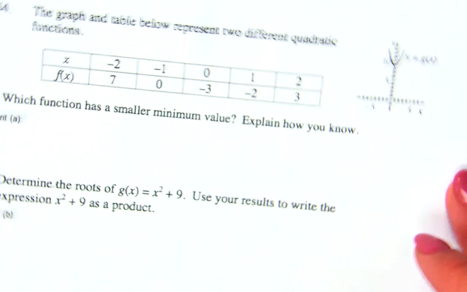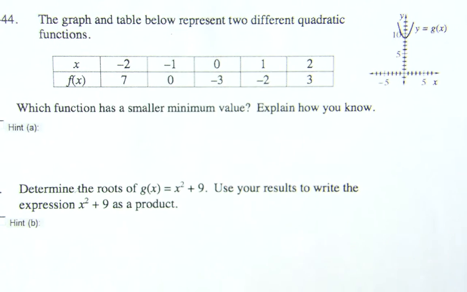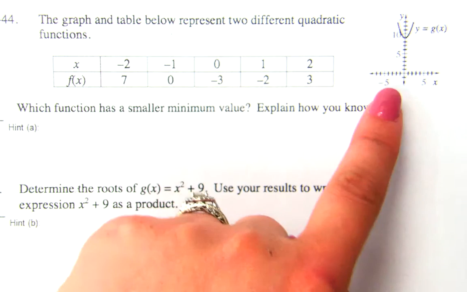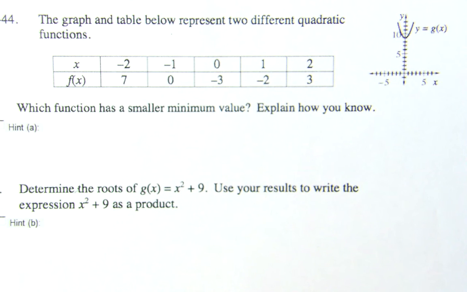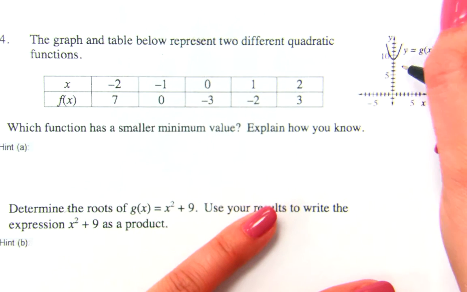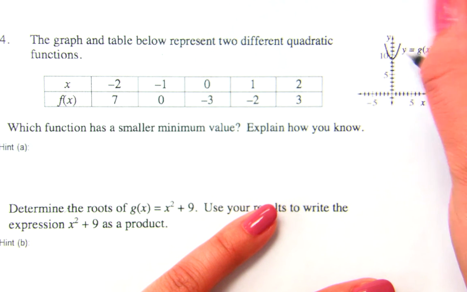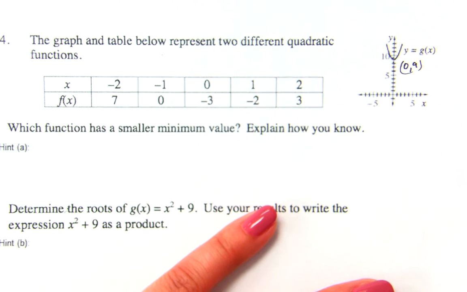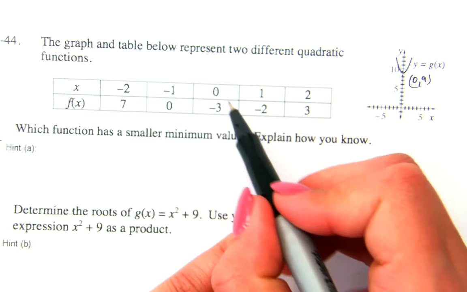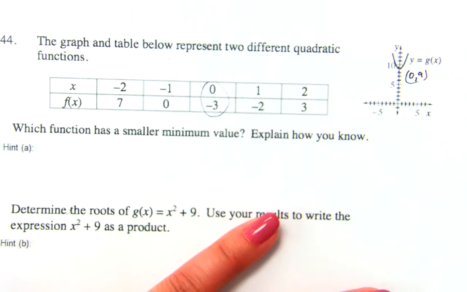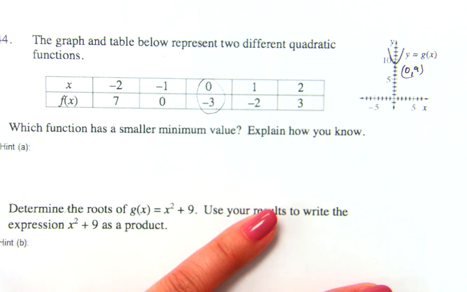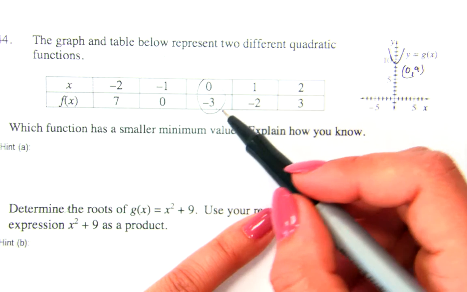44. The graph below represents two different quadratic functions. There's this one and this one, I guess. Which function has a smaller minimum value? Explain how you know. Well, the vertex here is at 0, 9. Okay, and then this one is at 0 and negative 3. I would say this one, but I could be wrong.